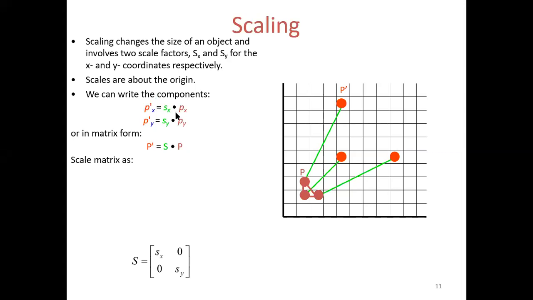We can write the components the same way as we did in the translation. P prime x equals Sx into Px. Previously, P prime x was equal to Tx plus Px. And now we are using multiplication. Or in the matrix form, we can write S into P.